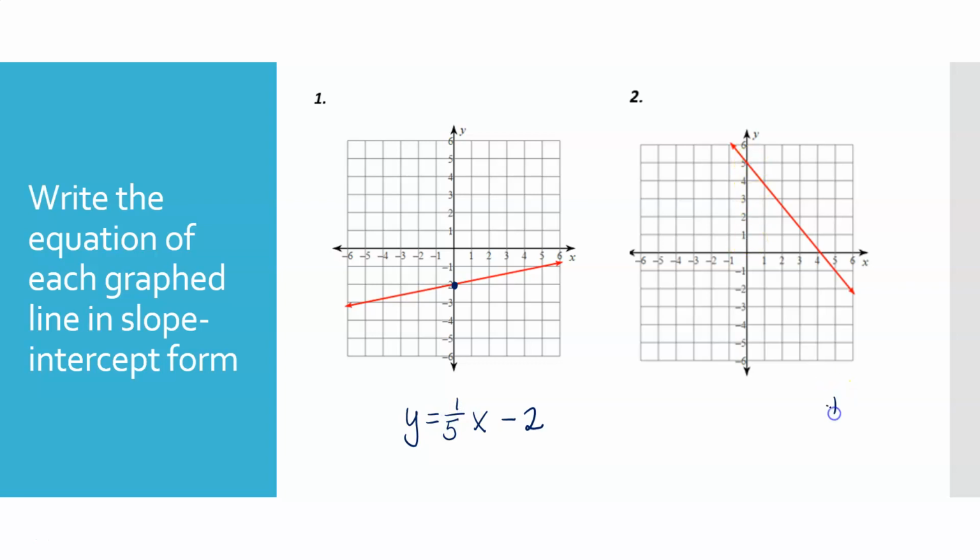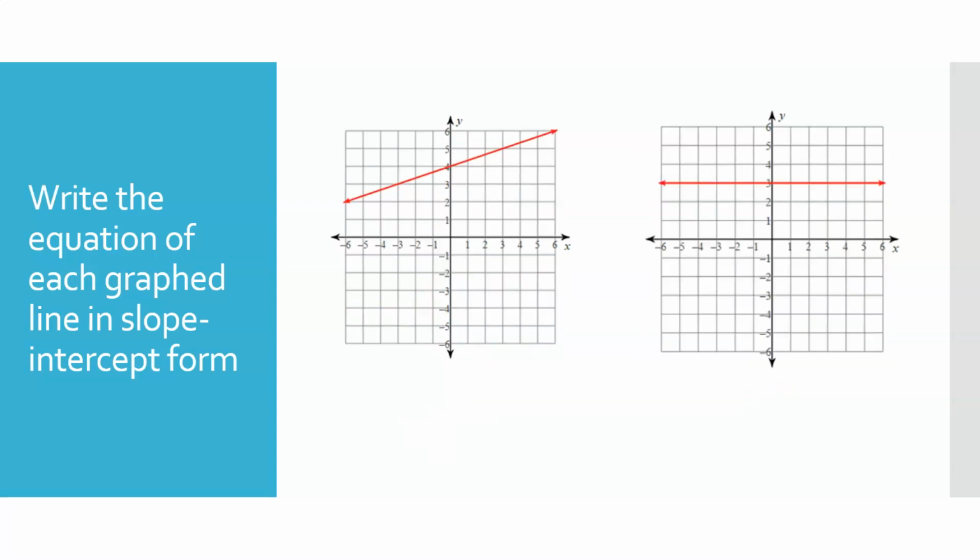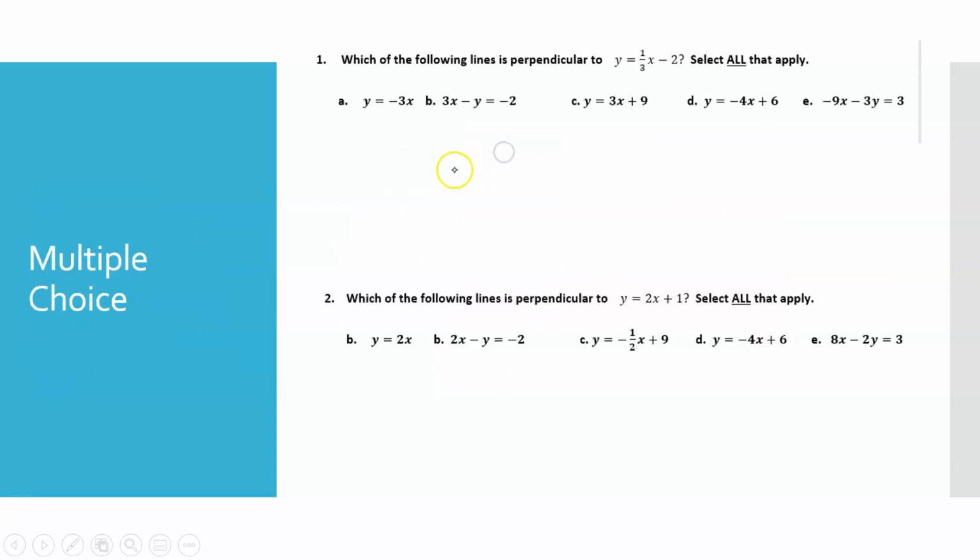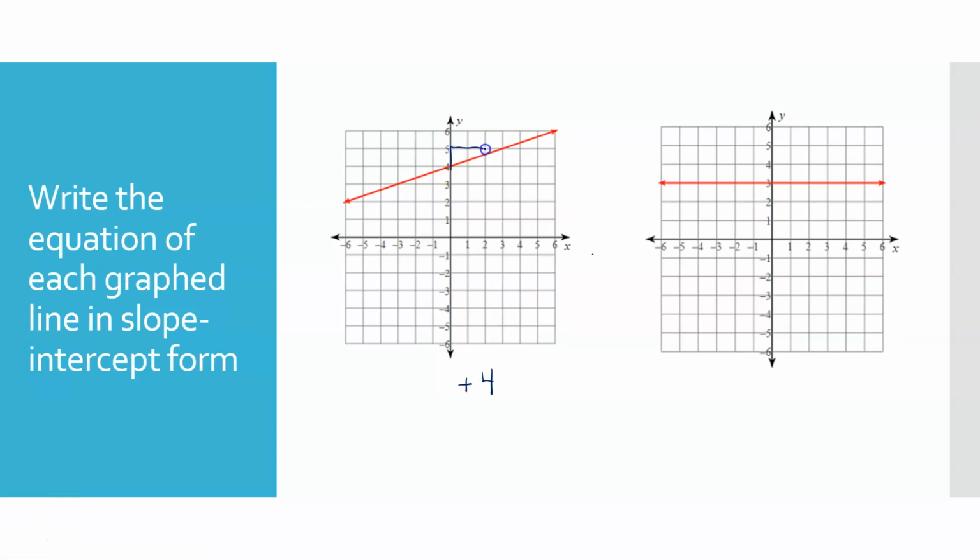So here my starting point is +5. Looking for a good point here. There. Let's go down 1, 2, 3, 4, 5 over 1, 2, 3, 4. So I have y equals -5/4 x plus 5. Let's see. I start at 4, so my b is +4. I go up 1 over 1, 2, 3, so my slope is 1/3.